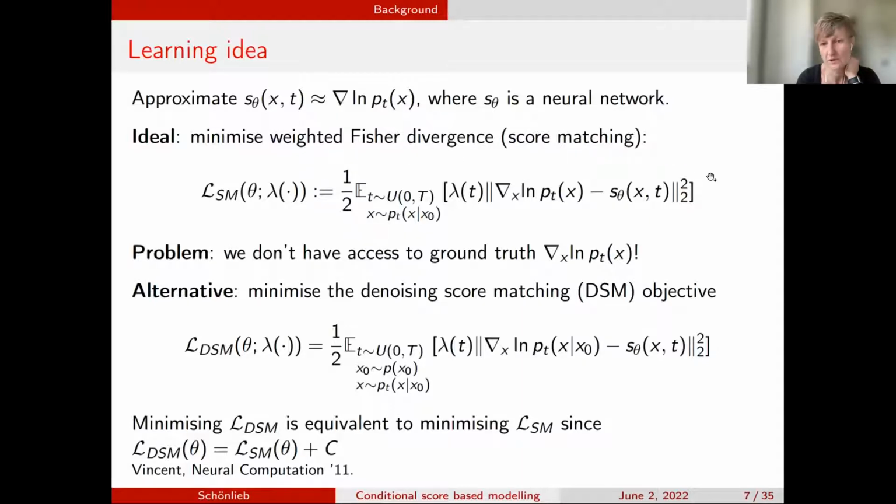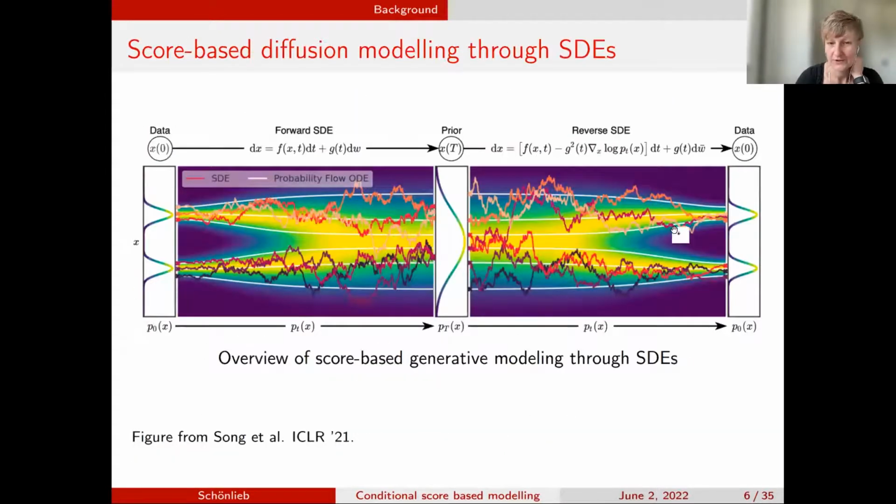Ideally, we would optimize it with respect to this loss function here, where we are matching the score network S theta with the actual score, the gradient of the log density. And then we have some weighting here. So this is a kind of weighted Fisher divergence that we would like to optimize.